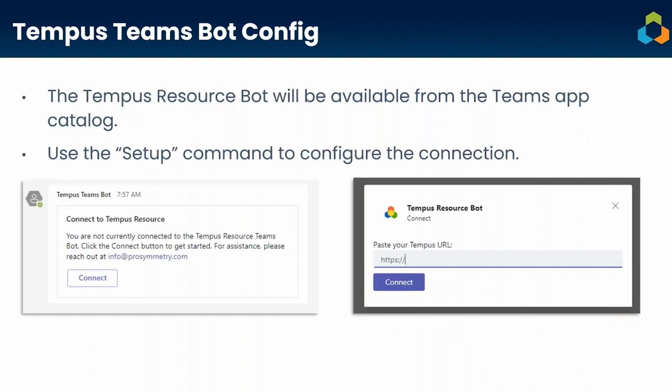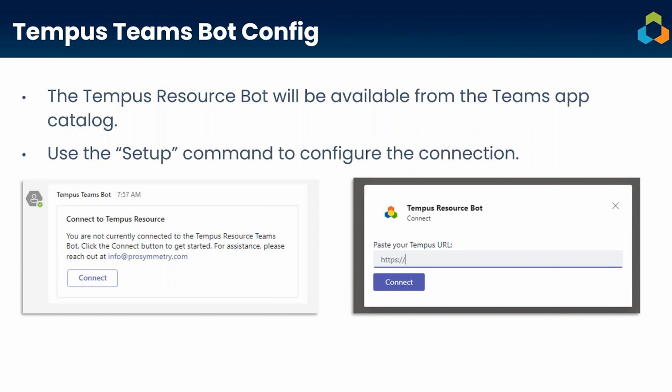Now, in terms of the Tempus Teams bot, this will be available to you through the Teams app catalog. You may have to work with your IT administrators in order to make it available to you, depending upon how your O365 is managed and configured. However, once it is added to your organization's app catalog, you'll be able to use the Tempus resource bot in Teams, and there'll be some basic actions here that let you set up your connection.